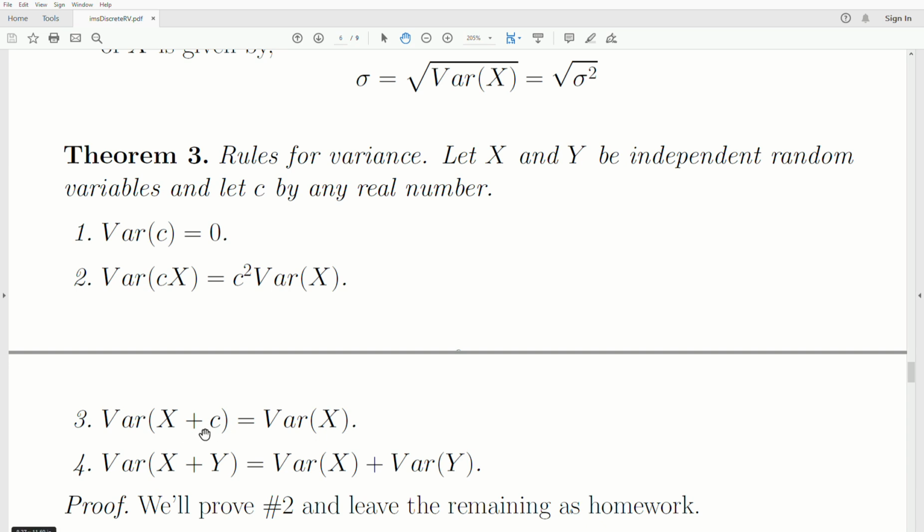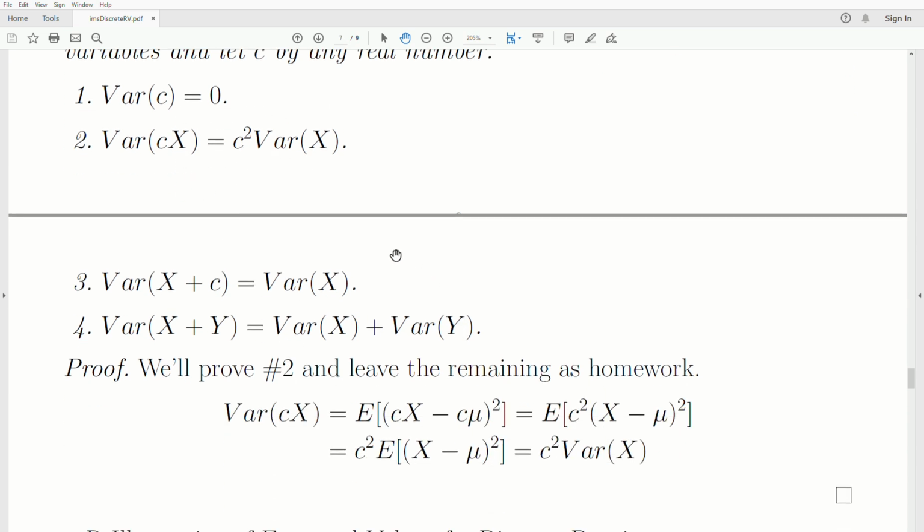The way you think about this is, if you have your data on a number line and you move everything to the right by c, the variance of your data hasn't changed. You just moved it on the number line. And that's what this is telling us. Now, if x and y are independent, the variance of x plus y is equal to the sum of the variances, variance of x plus the variance of y. We're going to prove number 2 and leave the others as exercises.